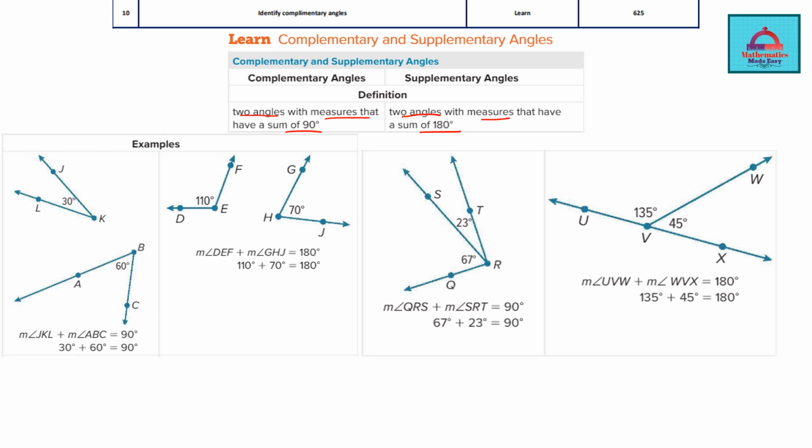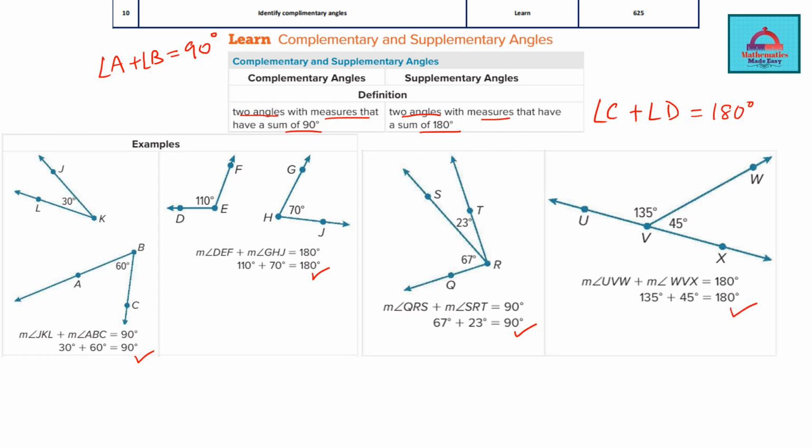Okay, so if I have two complementary angles, their sum will be 90. So I can write angle A and B, for example, they are complementary, so they are going to add up to give 90, and angle C and angle D, if they are supplementary, they are going to add up to give you 180. So you can look at the examples and the figures given here. One is 30, one is 60, so they add up to give you 90, so complementary. One is 110, one is 70, they add up to give you 180, so they are supplementary. 67 plus 23 gives you a 90, so complementary. 135 plus 45 gives you 180, so they are supplementary.